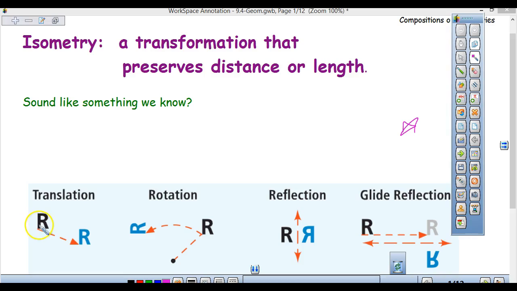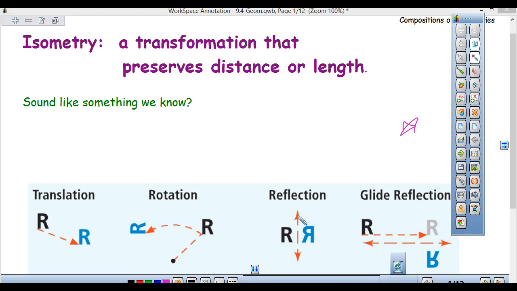Translations, where we're just sliding a figure. We've done rotations, where it rotates around the origin. And we've done reflections, where we reflect it over the line of... line of what? Line of reflection. It is not the line of symmetry, it is the line of reflection. Today, we are doing what is called a glide reflection.